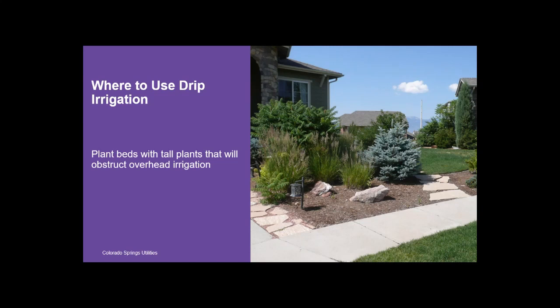We want to use drip irrigation if you have planting beds with extremely tall plants that will obstruct that overhead irrigation. If you have a planting bed that has plants that are 24 inches or taller, it's really difficult to properly irrigate those areas with overhead irrigation and irrigate that area efficiently. So it's recommended to use drip irrigation if you have a planting bed with maybe a tall ornamental grass right here, or that tall shrub. If you have pop-ups, it's really hard to irrigate this area efficiently with the obstruction from these tall plants.